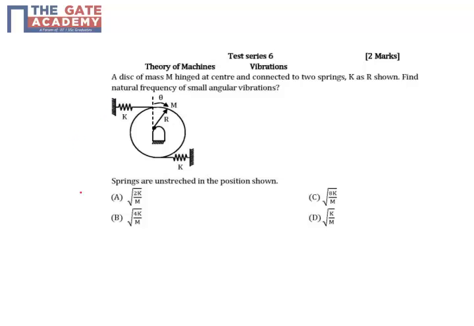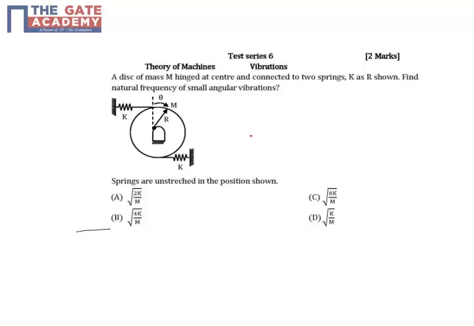Okay, so let's discuss a question from theory of machines. We are given a disk and springs are attached to it as shown in the figure. We need to find the small angular oscillations of this. Now the disk is at the center, it is fixed, so it can only rotate about the center. The center cannot translate. It can only undergo fixed axis rotation about the center.